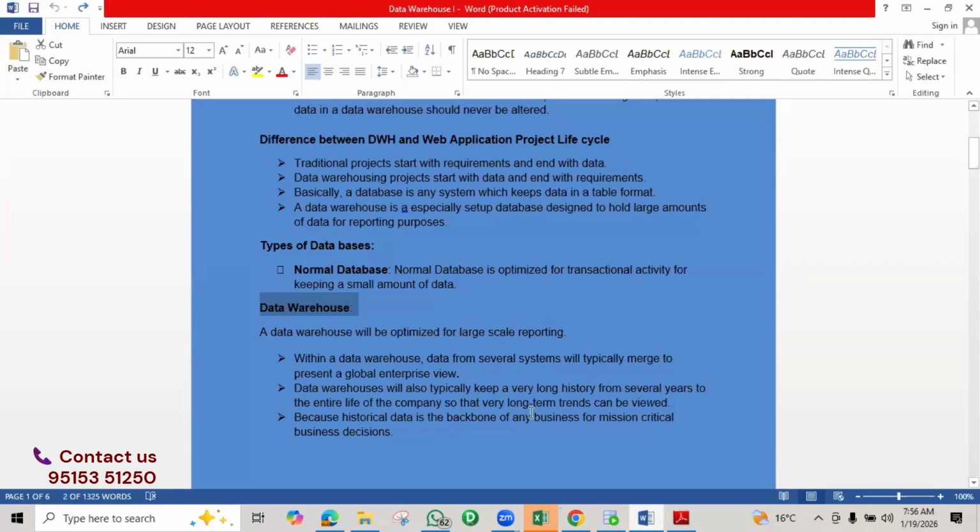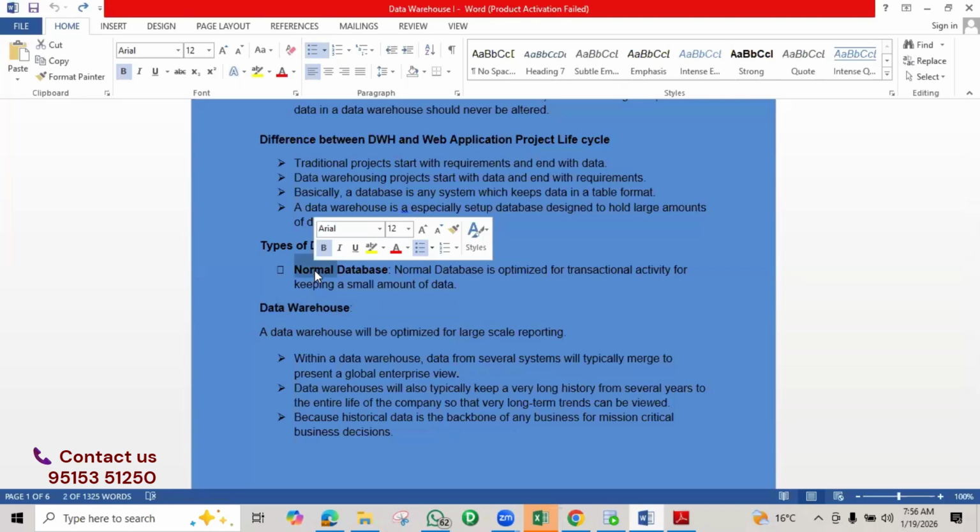So they will do the cross question. They will say, imagine that I give you one table that contains 100 records. Those 100 records you can maintain in a normal database also, and you can maintain them in the data warehouse also. Then why are you using a data warehouse? Why are you not using the normal database? Then how do we justify our answer?